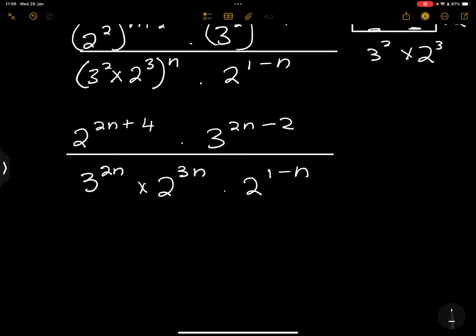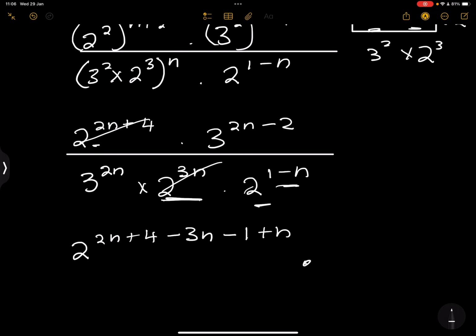Let's add the exponents, add or subtract, depending on whether we are multiplying or dividing. So in this case, we've got 2 raised to the exponent 2n plus 4, which is another one that has a 2 that's in the denominator. So that will be minus 3n, right? It changes sign. That's minus 1 plus n. That's also in the denominator, so it changes sign. So we are done with 2. Okay, we've dealt with all of those.